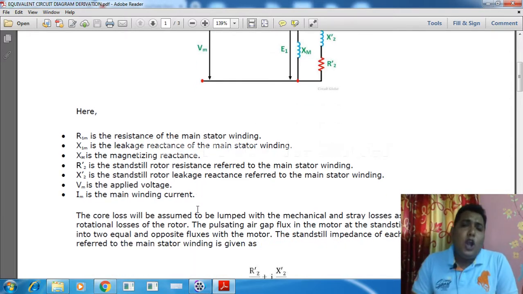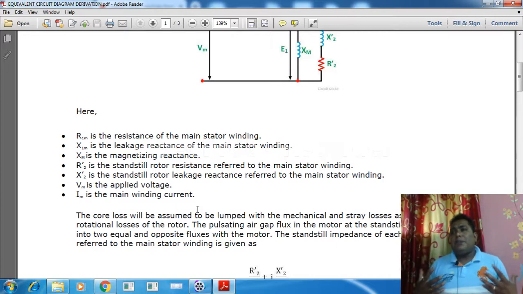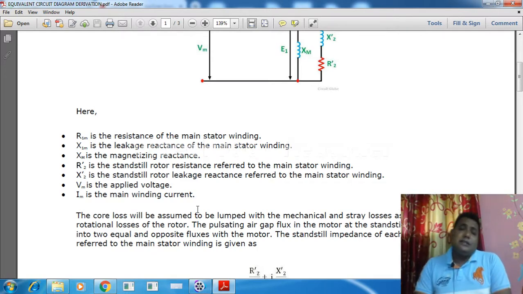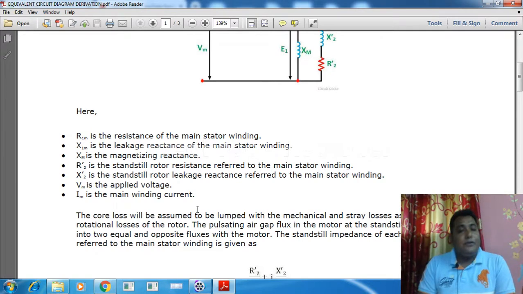Here the core loss of the system is not considered. Previously, when we derived the equivalent circuit diagram in the case of the transformer, and also in the case of the single phase induction motor in the previous presentation, we saw that there is a shunt branch with R0 and X0. But in this case we are not considering that. Why not? Because the core loss is lumped with other losses. It is written here that the core loss will be assumed to be lumped with the mechanical and stray losses as a part of the rotational losses of the rotor.